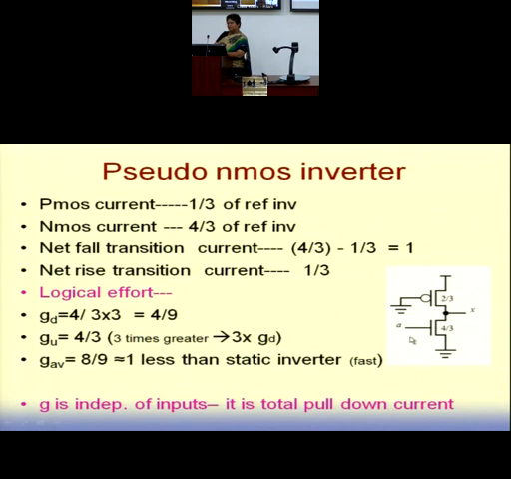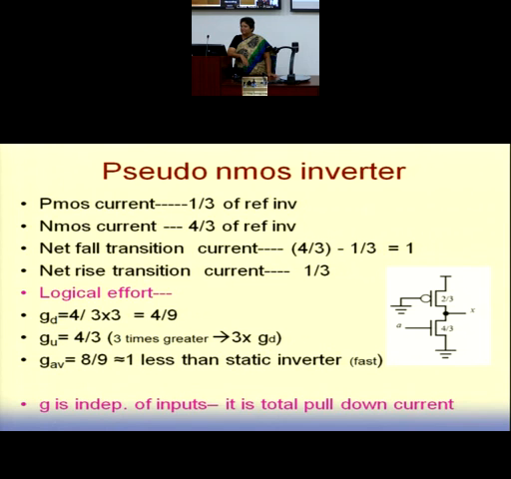I can immediately compare it with that of static CMOS. In static CMOS, both have a net pull down current of 1. So I need not multiply with any other factor, because the pull down drive capability is the same for both. So here the net C is 4 by 3 divided by 3 of a static CMOS inverter. G is a ratio of C in. So 4 by 3 divided by 3 comes out to be 4 by 9.